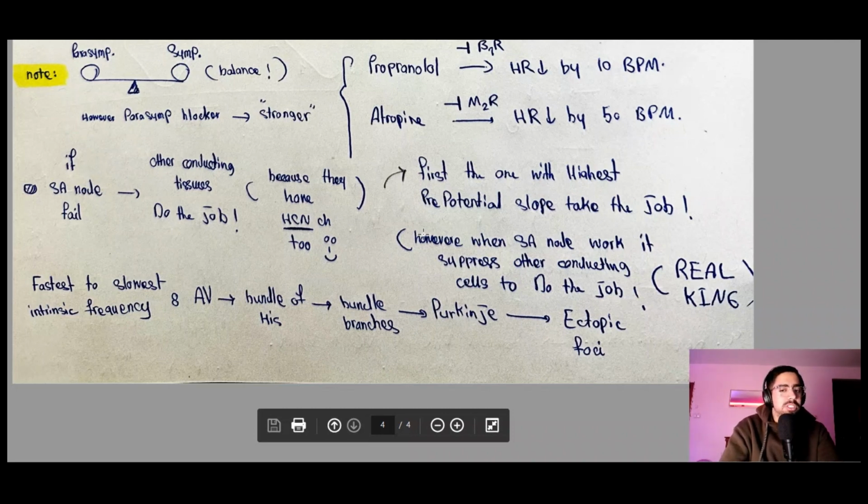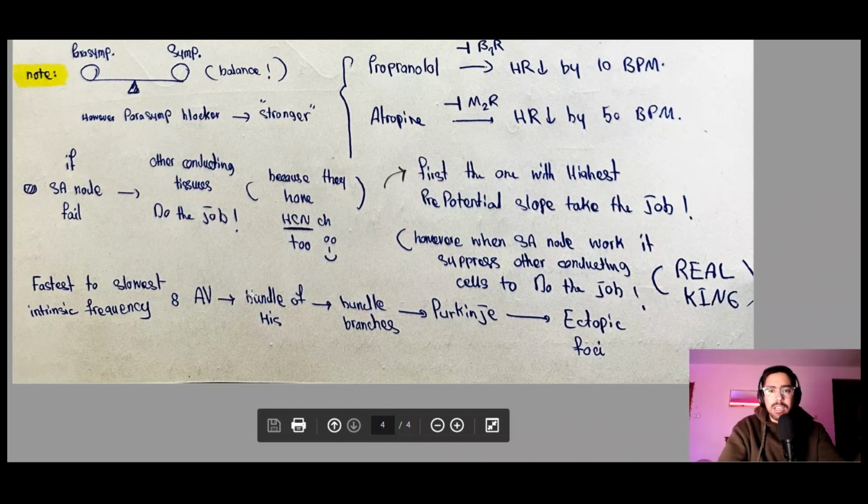But you have to know, the boss, the real king, is the SA node. When the SA node is working, it suppresses all the other conductive cells. It says, I am the boss, I'll do the job. So in case of SA node death, the king dies, and the next highest prepotential slope takes the job. This one is really important. Please memorize it. Please memorize it. And it's not something weird.